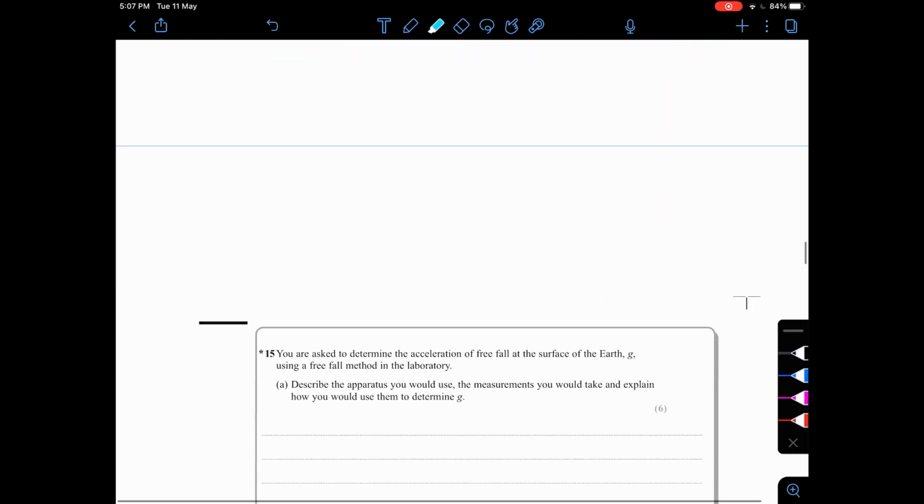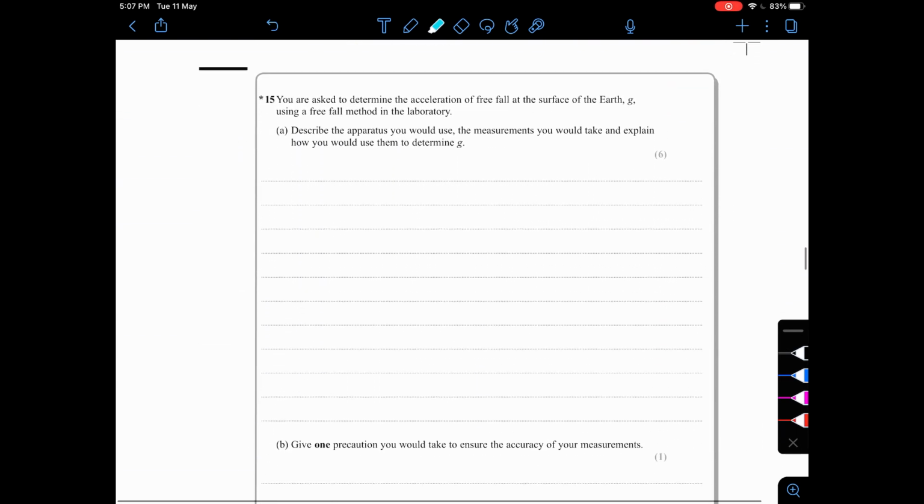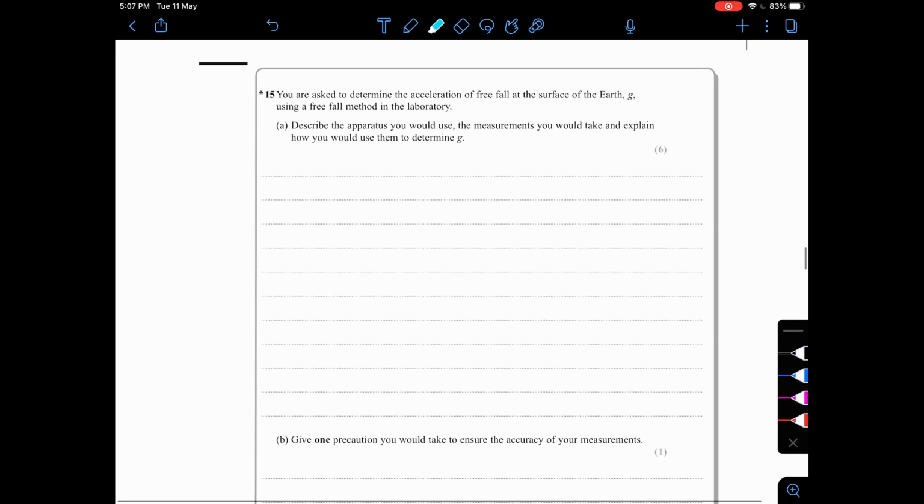Okay, now, question number 15. You're asked to determine the acceleration of free fall at the surface of the earth using a free fall method in the laboratory. You describe the apparatus you would use, the measurements you would take, and explain how you would use them to determine g.